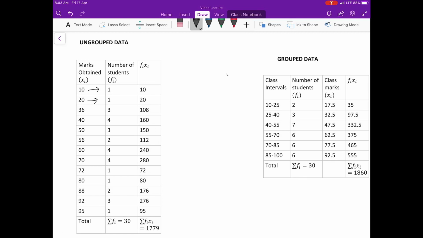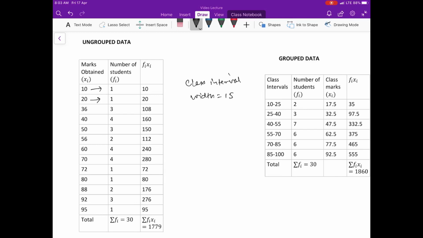Here our class interval size, or width, you can say, is 15. So in 10 to 25 you are having 2 students. You can see over here 1 plus 1. Since 25 is not there, in 10 to 25 you have to include only 2 students, that is given.